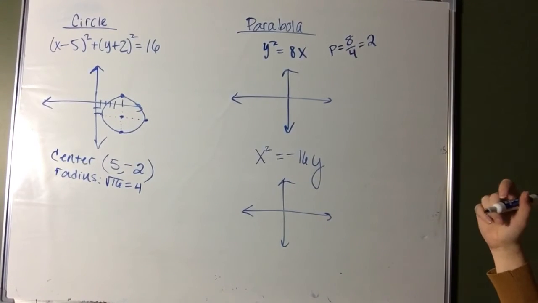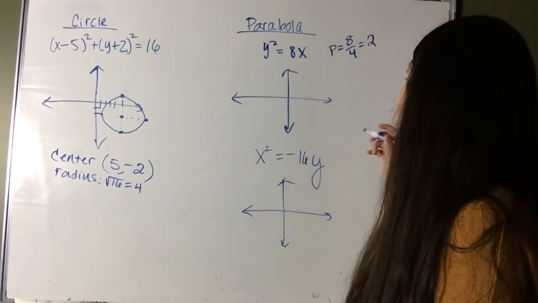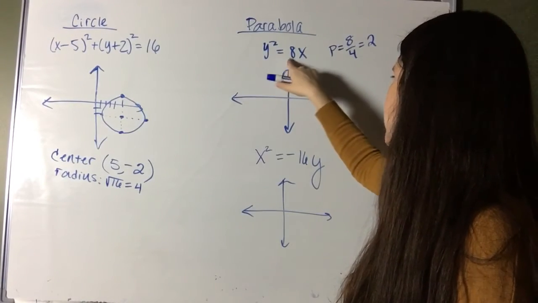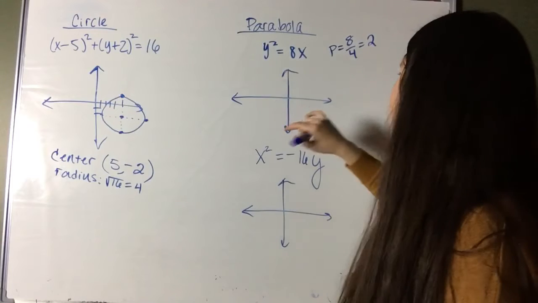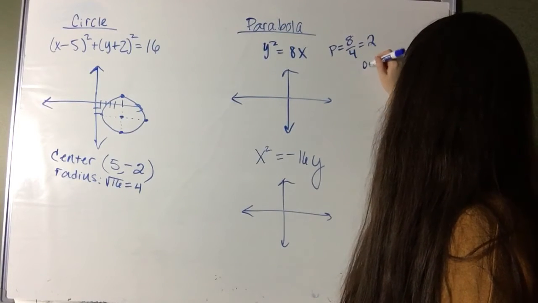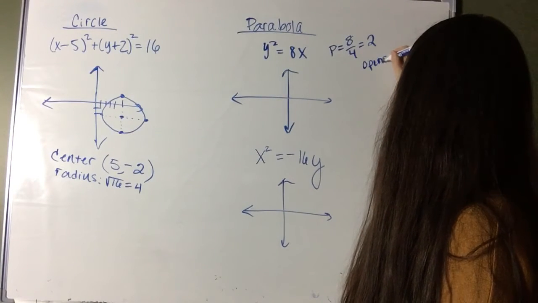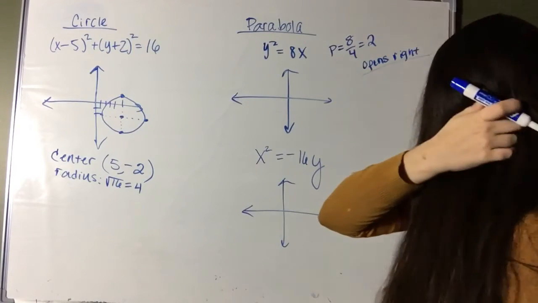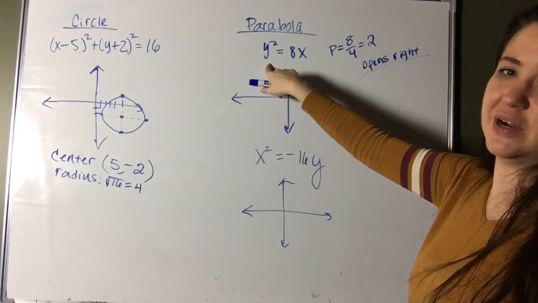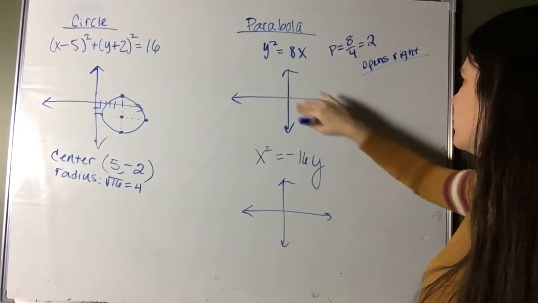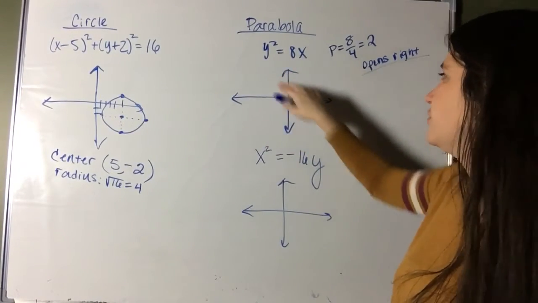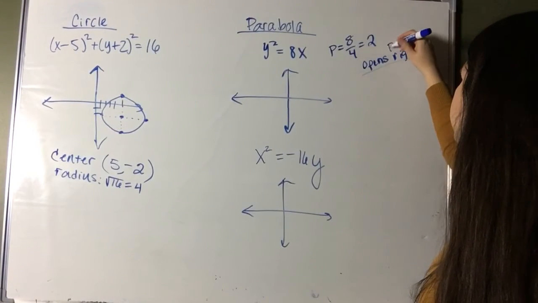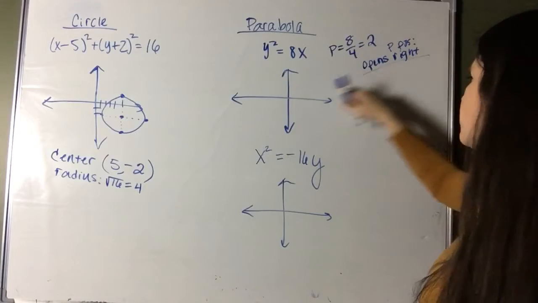What that tells you is actually, in this case, since this is a y squared, and this is positive, the parabola is going to open to the right. So if it's a y squared parabola, it's always going to either open right or open left. If the p-value is positive, it opens to the right.